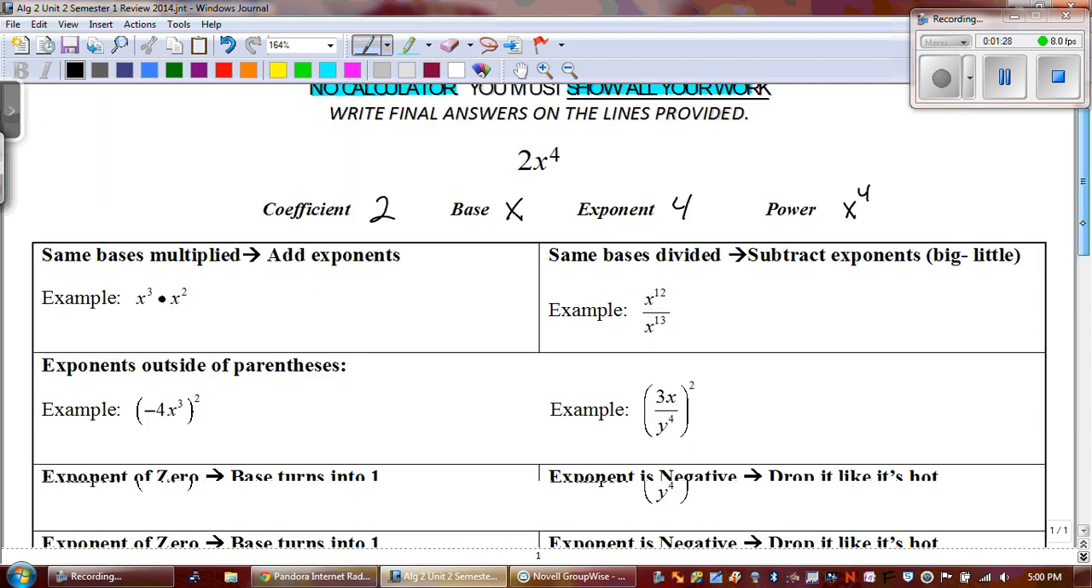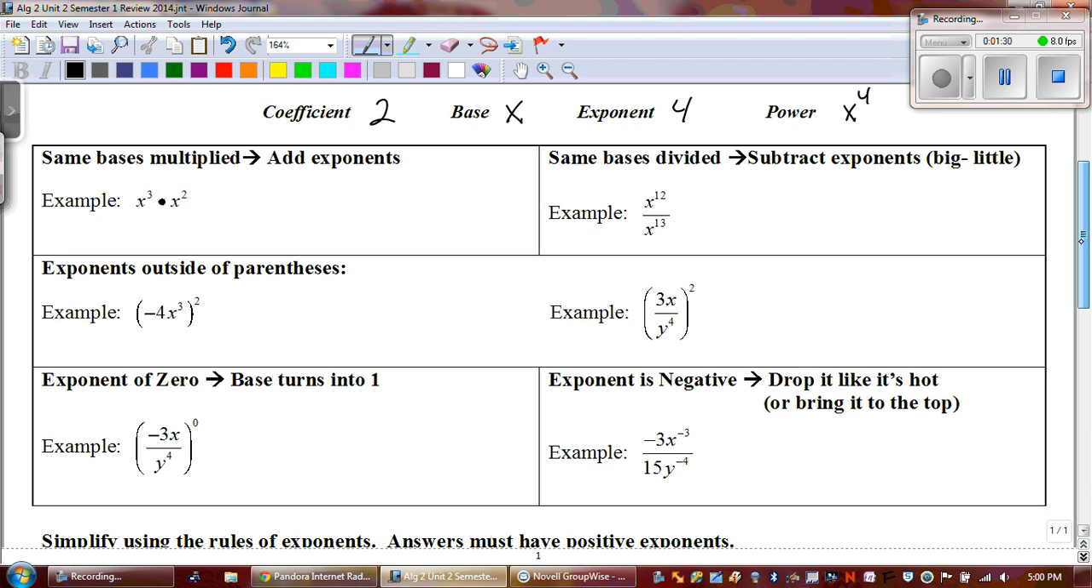Now let's start talking about all of the rules we talked about in chapter 2. Okay, now same bases that are multiplied is when we add the exponents. So our example, x to the 3rd times x squared, well, it's the same base. Okay, it's the same variable. So then we just count them up, okay? And we get x to the fifth.